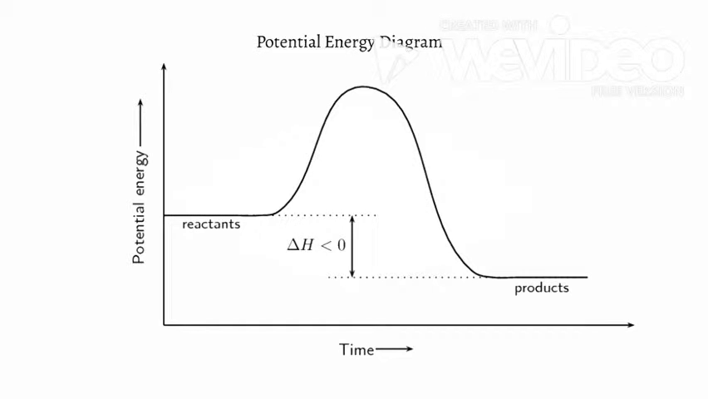In a potential energy diagram for an exothermic reaction, as shown here, the reactants' potential energy is higher than that of the products. This energy difference is what makes up the enthalpy. If the reaction was endothermic, the products would be higher than the reactants.